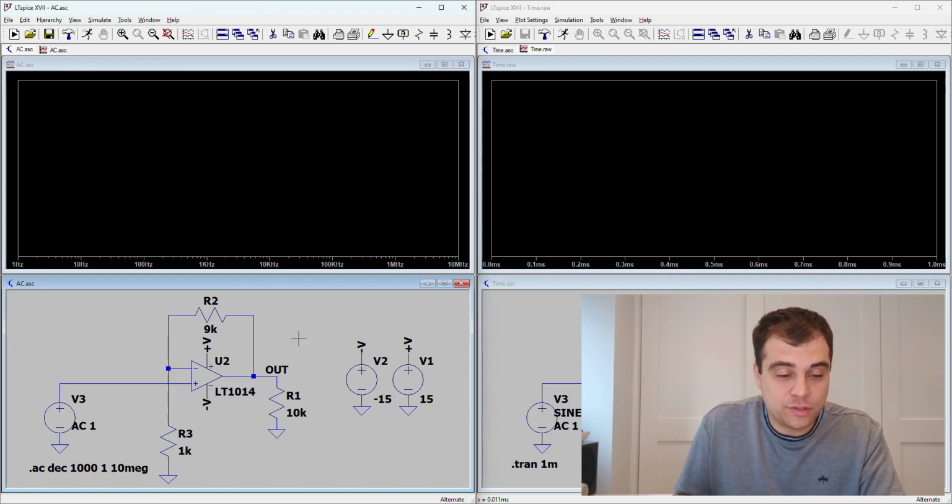Okay, all looks good. So it's 1 plus RF over Rin, so 9 over 1 plus 1, so gain of 10. Brilliant. So you may think, okay, let's do an AC analysis and get a bode plot and look at the response, the output of the circuit. Okay, so I've set up an AC analysis here, 1000 points per decade, 1 hertz to 10 meg. Okay, so let's run that analysis now.